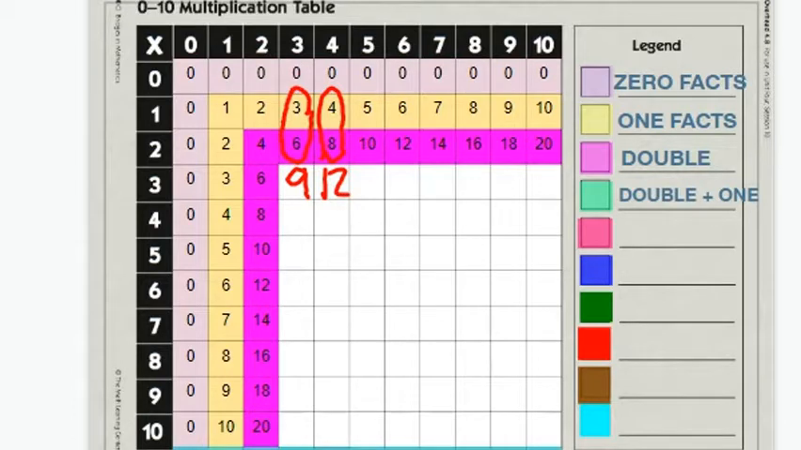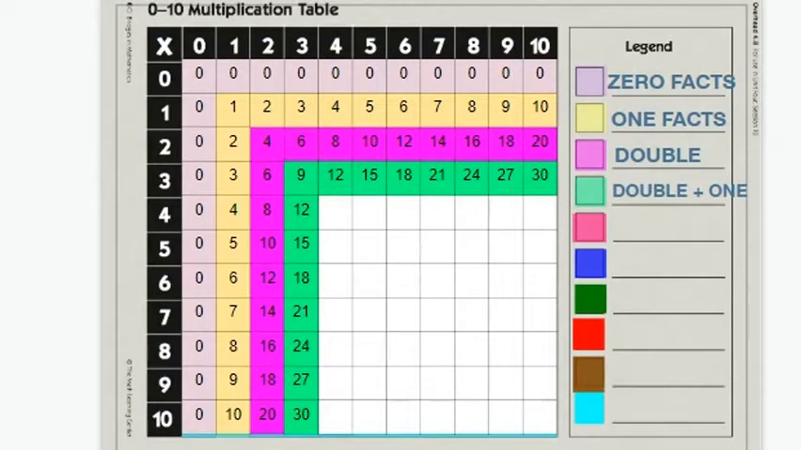So using that strategy, complete the rest of your 3s going across and down. When you finish up your 3s, it should look like what I have in the yellow and the green here. All right, you have 9, 12, 15, 18, 21, 24, 27, 30. The same going down. Let's take a look at our next fact on the way to becoming multiplication ninja.